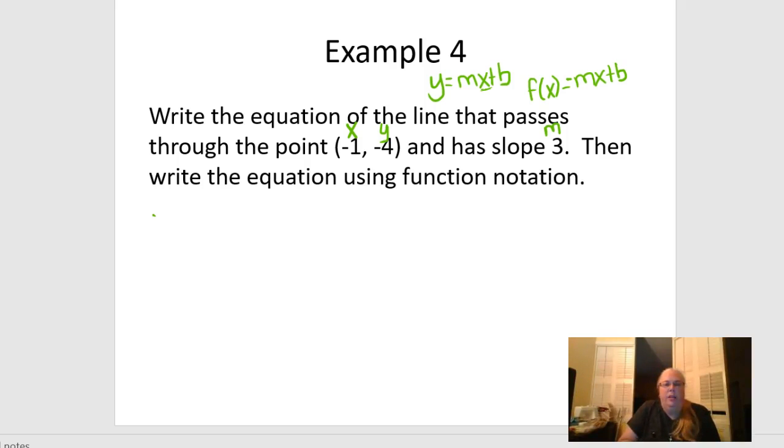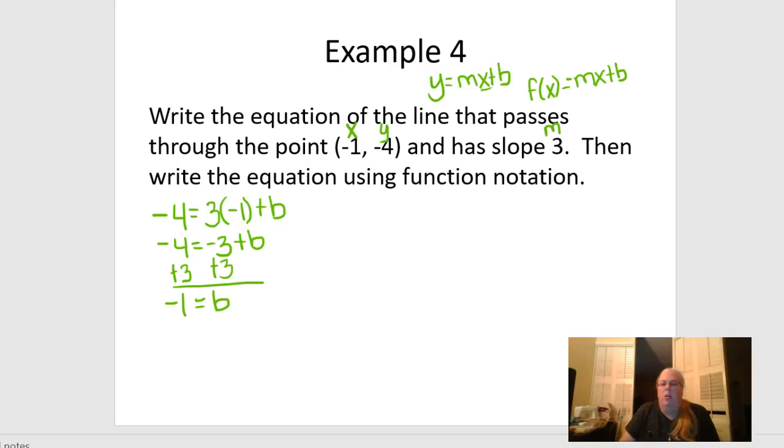Now I'm going to fill in -4 for y, 3 for m, -1 for x, and remember we're trying to figure out what b is. So we got -4 equal to -3 plus b. Let's add the 3 over here to the other side. That gives me -1 equal to b. So my y-intercept is going to be -1, or the point's going to be 0 and -1.